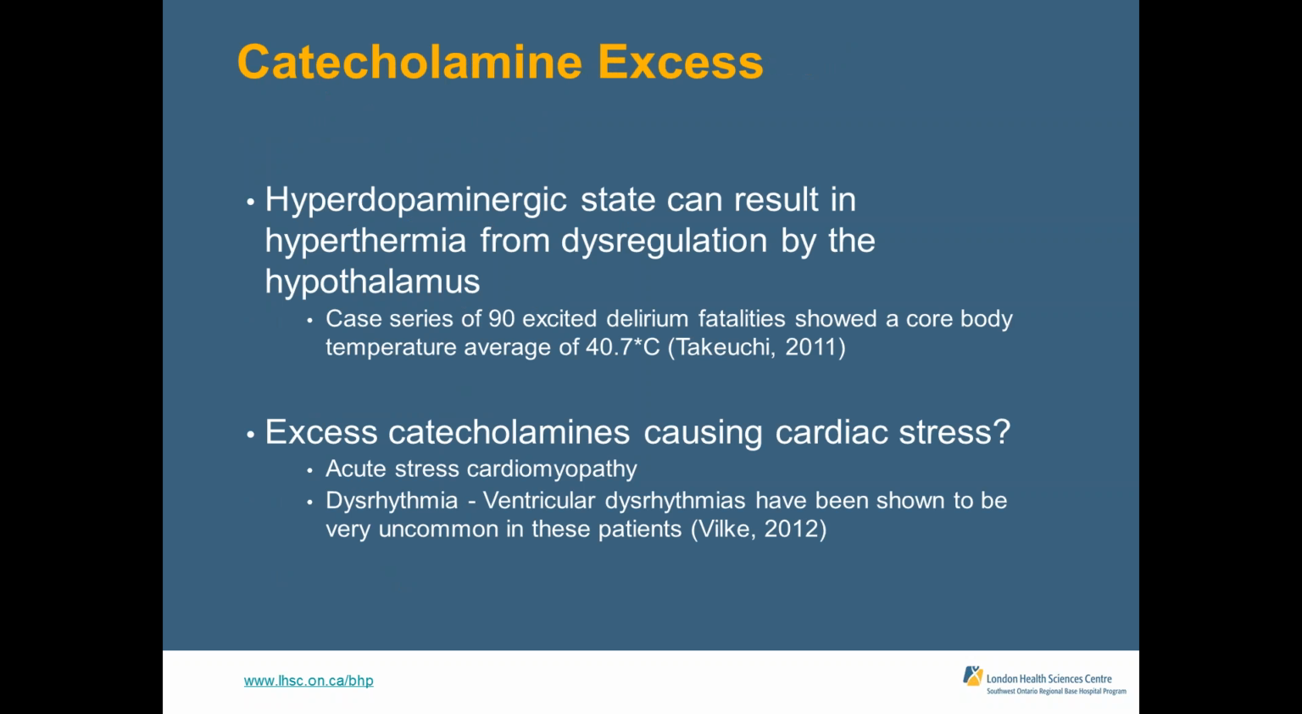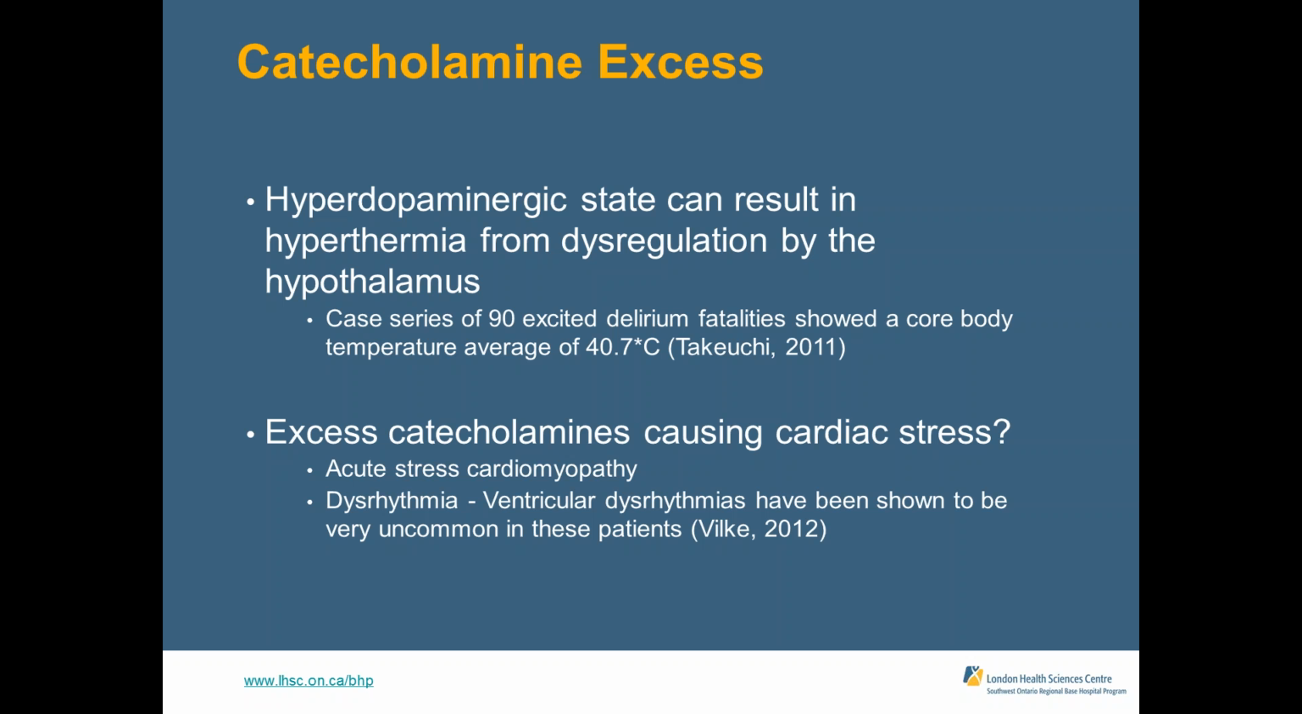So as for catecholamine excess in these patients, we talked a bit about dopamine. So this hyperdopaminergic state can cause an increased temperature by dysregulation at the hypothalamus. And in 2011, there was a study that looked at a case series of 90 patients who died, thought to be from excited delirium, and they had an average core body temperature of 40.7 degrees Celsius. So they're getting pretty warm with this, and that might be contributing to their deaths.